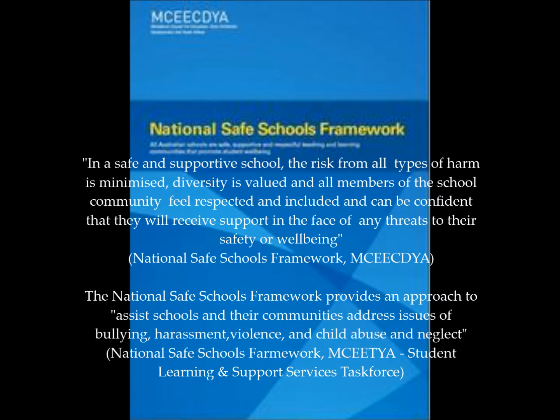Their vision is that all Australian schools are safe, supportive and respectful teaching and learning communities that promote student well-being. In a safe and supportive school, the risk from all types of harm is minimised, diversity is valued and all members of the school community feel respected and included and can be confident that they'll receive the support in the face of any threats to their safety or well-being. By incorporating existing good practice, it provides a national approach to assist schools and their communities address issues of bullying, harassment, violence and child abuse and neglect.